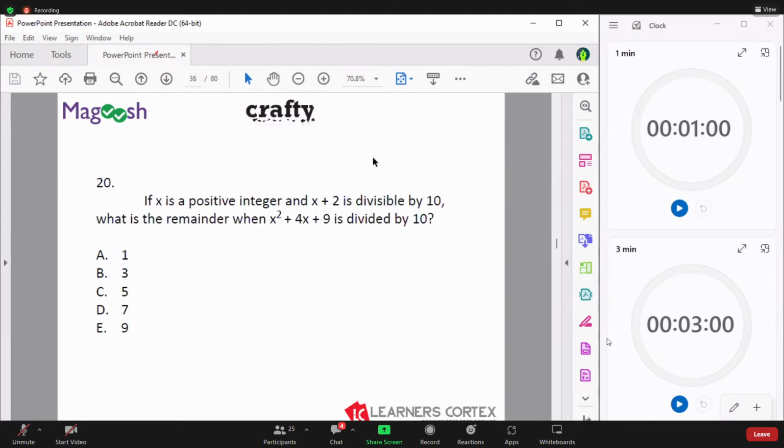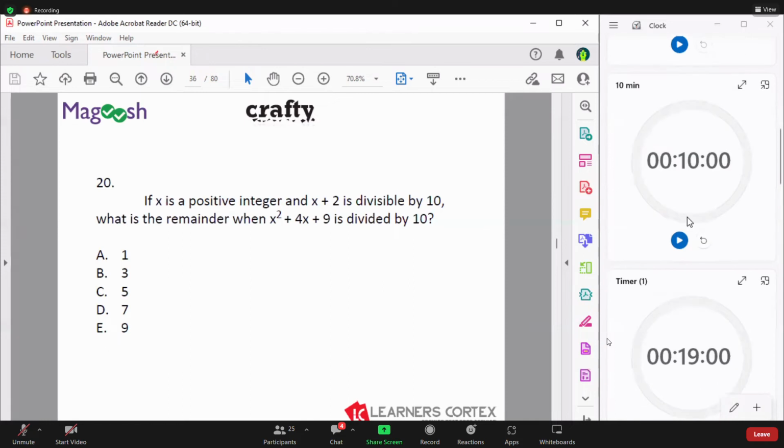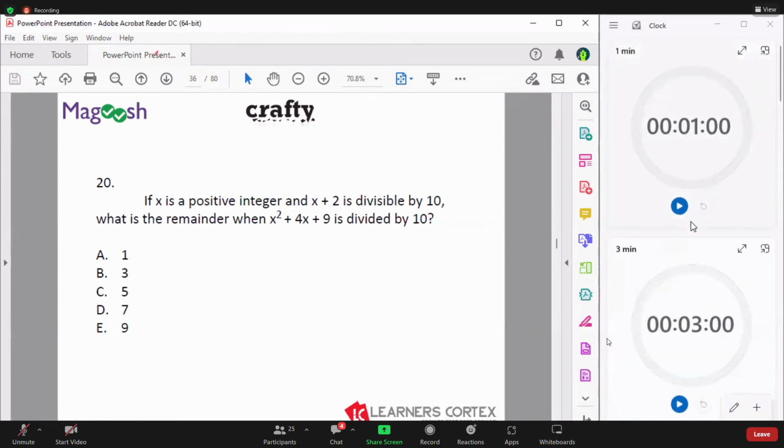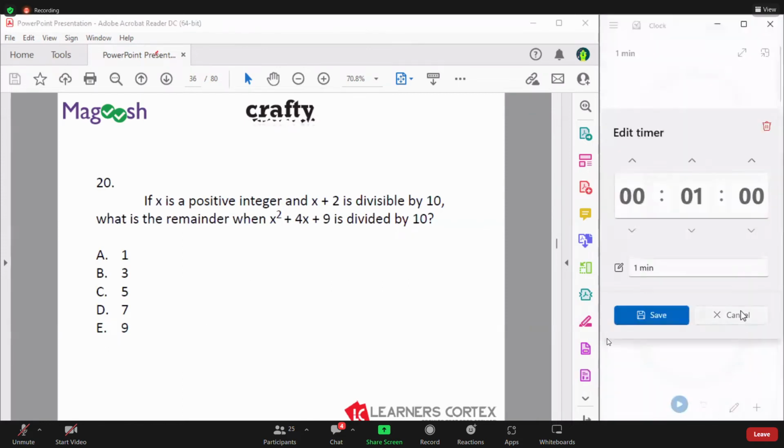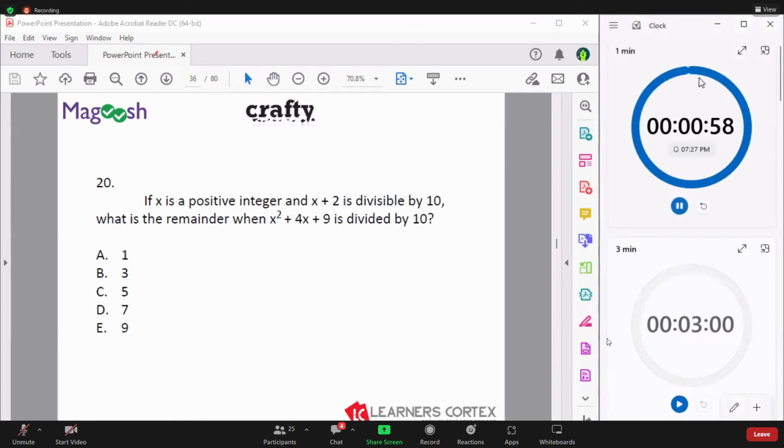Now, if x is a positive integer and x plus 2 is divisible by 10, what is the remainder when x square plus 4x plus 9 is divided by 10? I'll give 1 minute. Have you all solved this? I hope you have all solved this. Let's see.